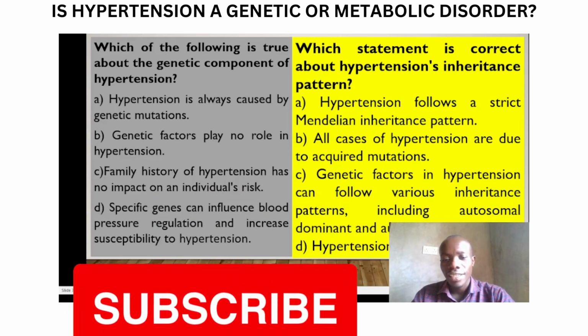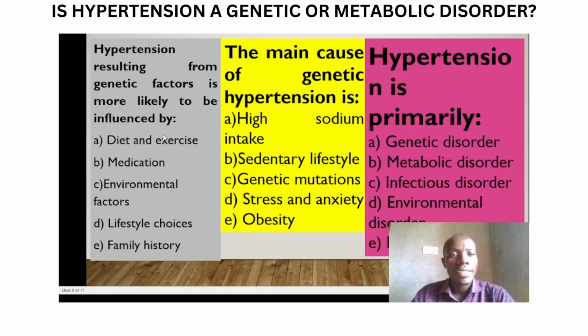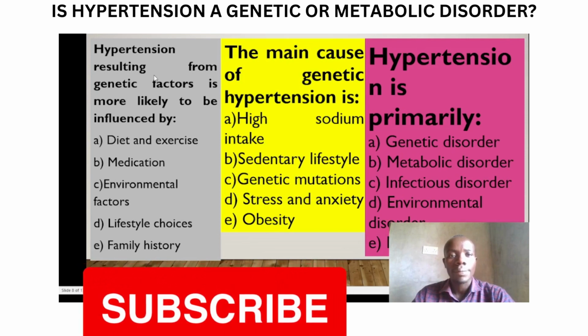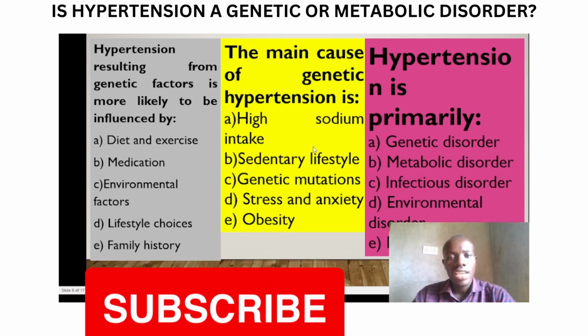So hypertension resulting from genetic factors is more likely to be influenced by the family history. If you have the family history, that is likely to happen. The main mechanism of genetic hypertension is genetic mutations. It leads to genetic mutations that affect and contribute to increased blood pressure.